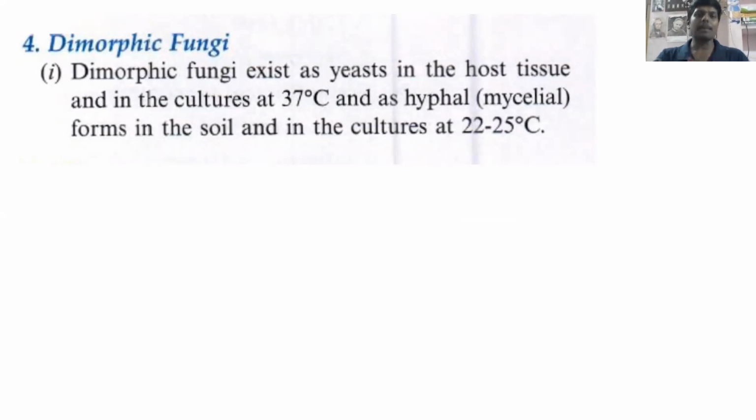So classically, at the temperature of our body, that means 37 degrees centigrade, they will be in yeast form. And at lesser than 37, that means 22 to 25 degrees centigrade, they will be in mold form or mycelial form. So this is the characteristic feature of dimorphic fungi. They will show two morphologies at two different temperatures. At body temperature, yeast form, and at room temperature, that means lesser than 37 degrees centigrade, they will be in mycelial form. So let me show you that.